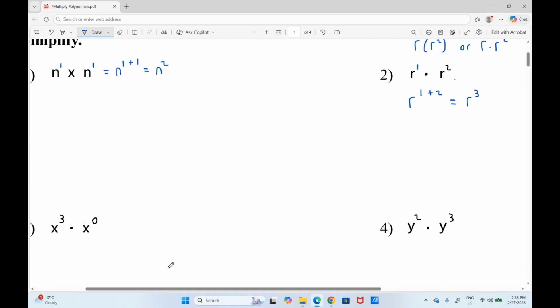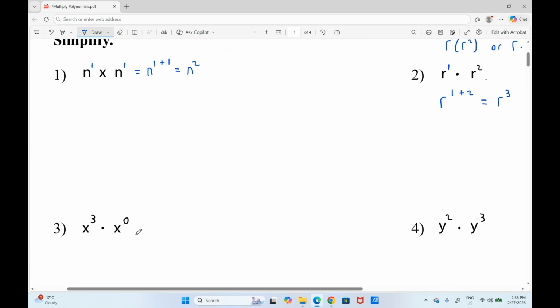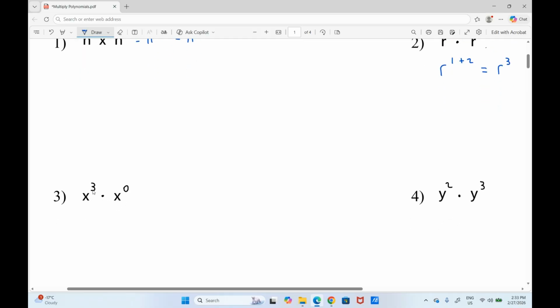Now, let's move on to our next question. We're going to solve for question 3. x to the exponent of 3 times x to the exponent of 0. So in this case, because my bases are the same, I can just add my exponents. So this would be x to the exponent of 3 plus 0. But 3 plus 0 is still 3. So my answer here would be x to the exponent of 3.